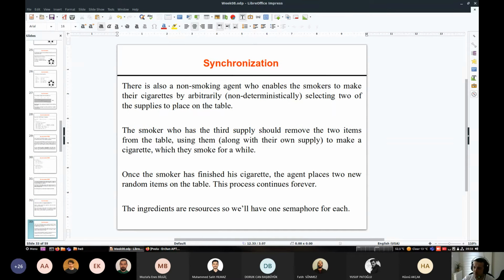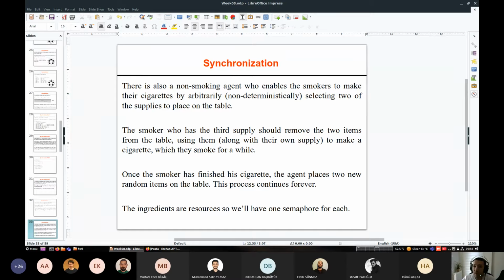There is also a 4th actor, a non-smoking agent. Now, this agent enables the smokers to make their cigarettes. And this agent arbitrarily, so randomly, basically, selects 2 supplies to bring to the table. So every once in a while, the agent comes to the table where the smokers are sitting and drops 2 supplies, maybe 2 different supplies, maybe tobacco and paper. Maybe it brings paper and matches, maybe tobacco and matches.